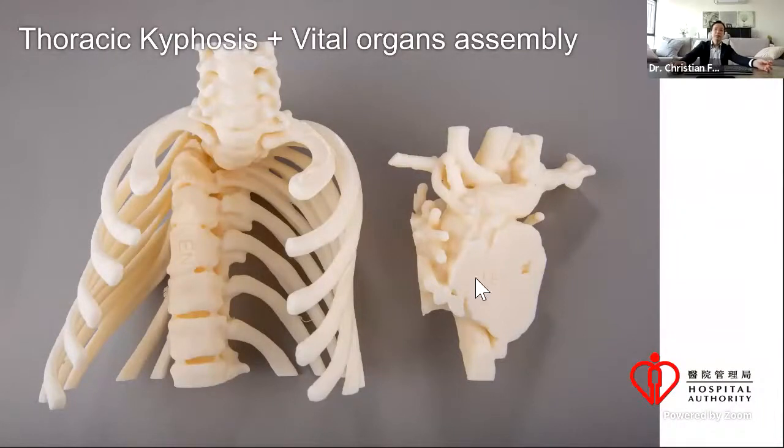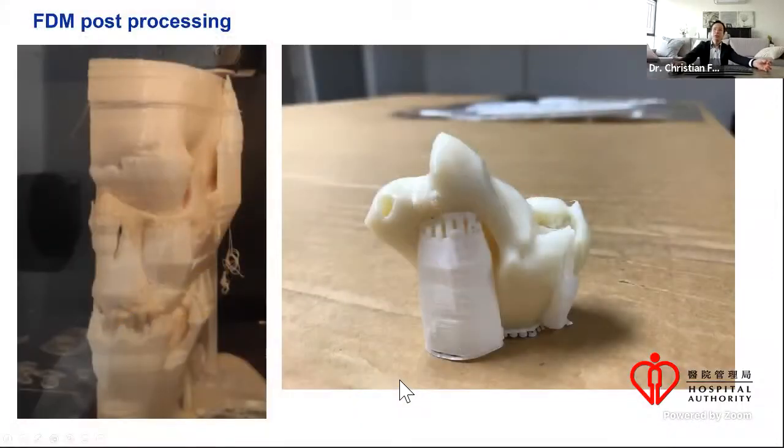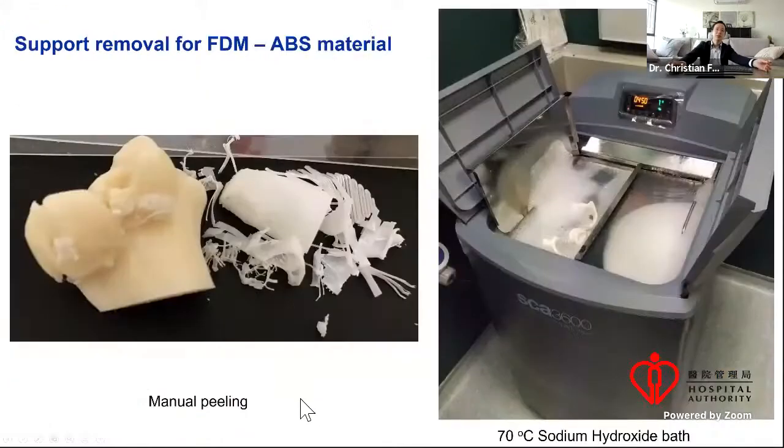So these, again, FDM, it can come with different parts. So very easy to do. I think if every single hospital has these, it opens a lot of possibility for what they can do with complex cases. The problem of FDM, so when you finish the printing, it comes with all these supporting materials and you have to remove it. It's either by manually peeling off, or in this particular model, this is called a water-soluble material. So it can melt in a 70 degrees sodium hydroxide bath.